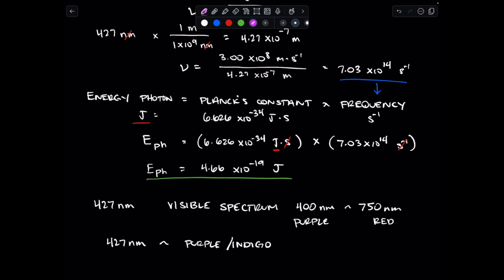And with that, we have now solved for all three of our quantities. We solved for our frequency, we've solved for our energy of a photon, and finally the color of light that a photon will emit at 427 nanometers.